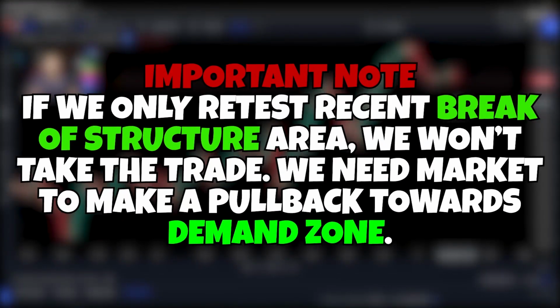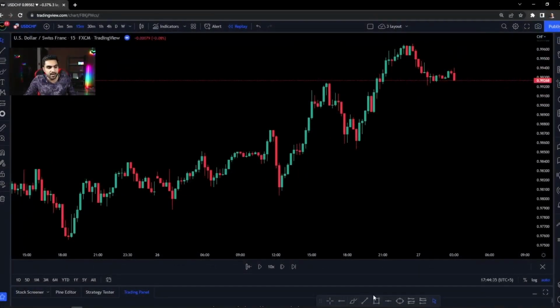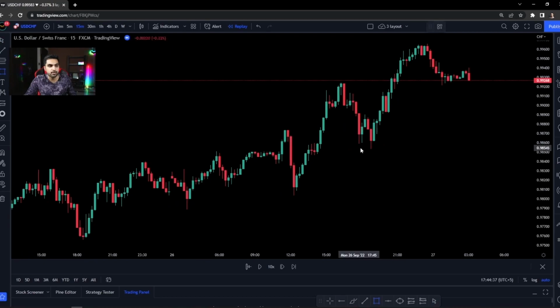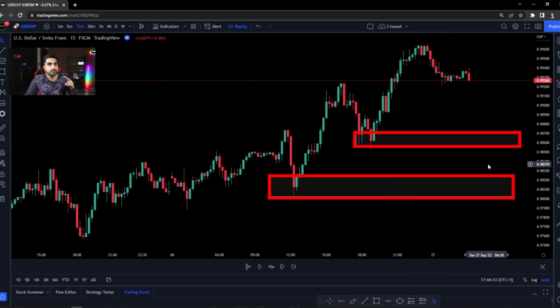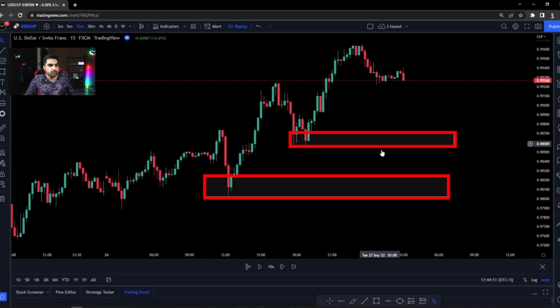So an important thing to note here: if that happens, we are not going to take the trade. We want the market to come towards our demand zones. Either it can be towards here or it can be towards here. So we have 2 demand zones that are yet to be tested. So we can expect the market reaction from this area, or we can even go further down and expect the market reaction from this area. But our main focus will be this demand area, which is very fresh, and we have recently created a new higher high.